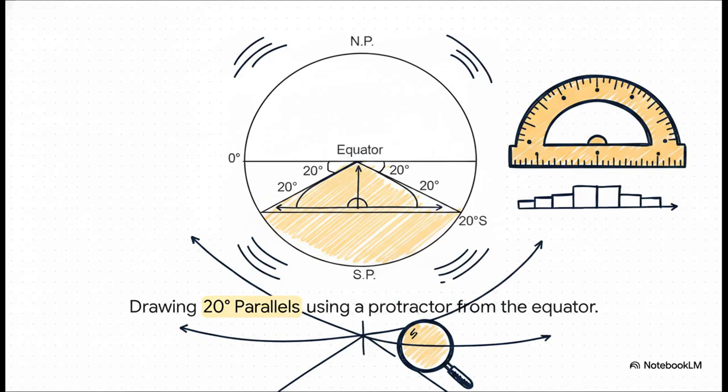of the Earth's core. From there, you measure an angle of 20 degrees upwards toward the north or downwards toward the south. Wherever those 20-degree angles punch through the surface of the Earth, boom, you draw a line parallel to the equator. That is exactly how the 20-degree parallel is born. It's pure, beautiful geometry projecting straight from the core of our planet.